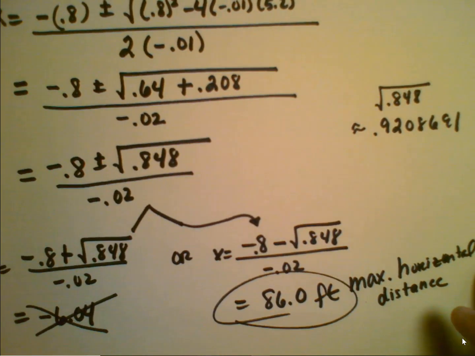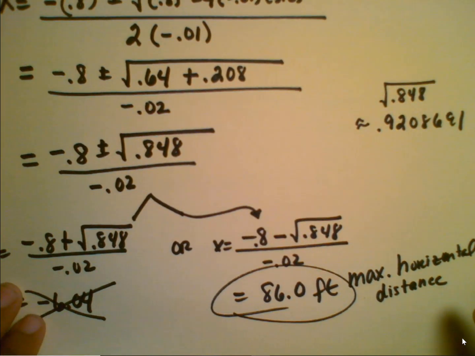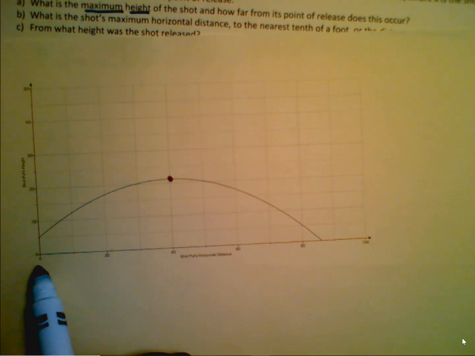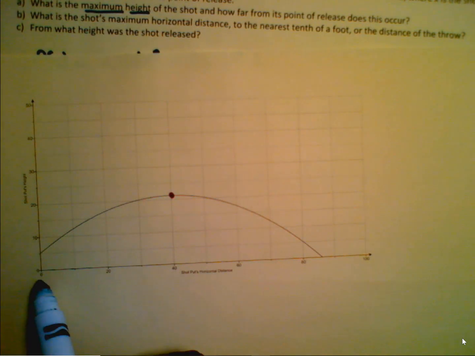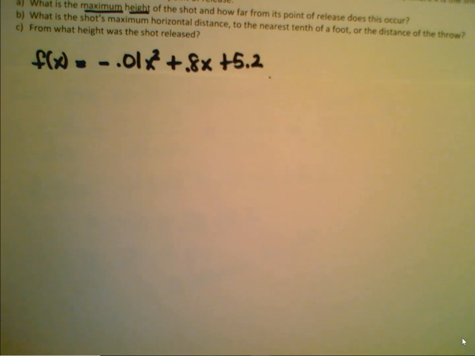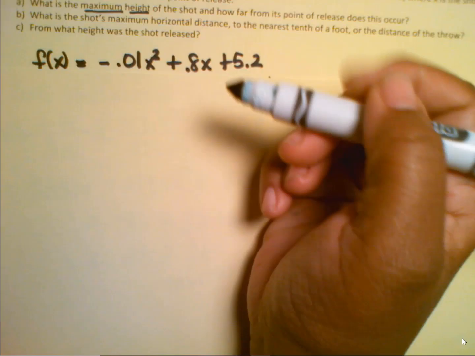So this is a pretty long question, but we can get through this one. Now let's look at C. From what height was the shot released? Meaning, at 0, what was the height at 0? So going back to our original equation, because it says from what height was the shot released? Well, it was released at 0.